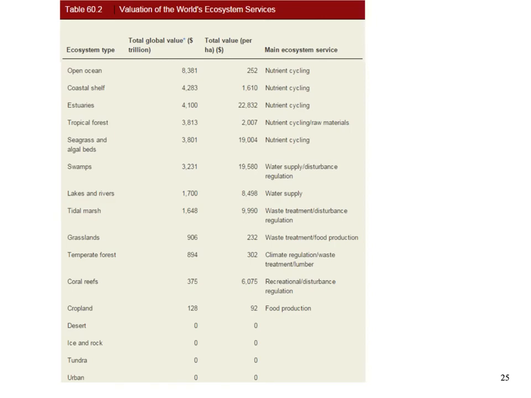This table shows us the value of certain ecosystems. We can see that places like open ocean are highly valuable. These areas help with nutrient cycling and also provide us with products such as food. Estuaries are very important for nutrient cycling and other reasons. So are tropical forests, seagrass, and algae beds, and swamps. We see that some ecosystems are very low in value, such as desert, ice and rock, tundra, and urban areas. These areas provide little to no ecosystem services.